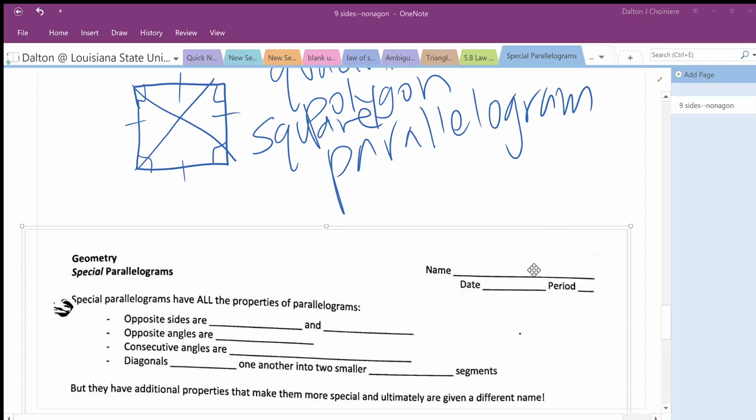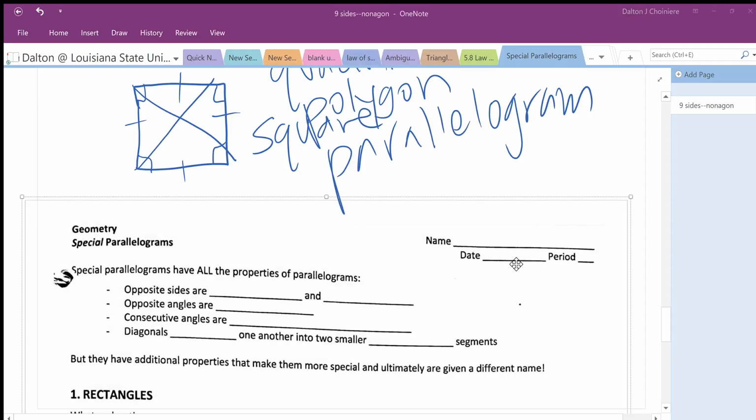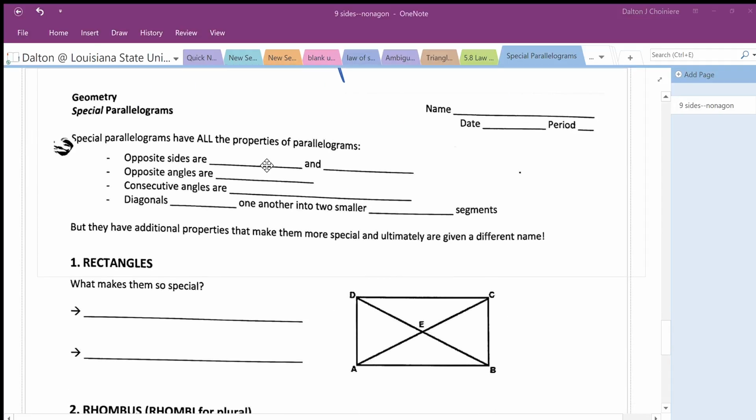Special parallelograms have all of the properties of parallelograms, which are the four that we just discussed. Opposite sides, you should be able to fill these in now. Opposite sides of a parallelogram are what? Parallel and what else? Parallel and congruent. What about opposite angles of a parallelogram?